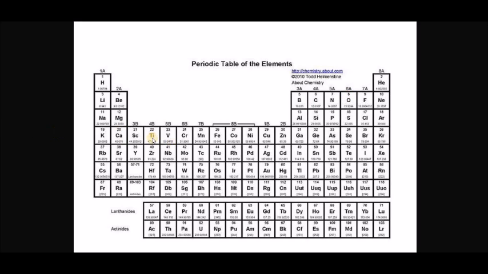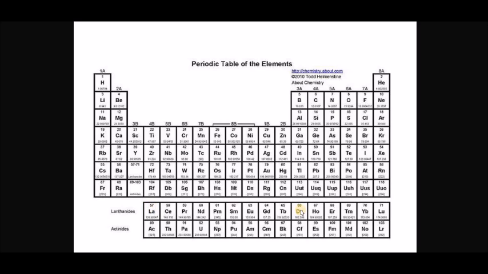So I want you to print this out, and I want you to put it inside of your notebook. Maybe even make some notes here after you watch Hank in his video, because it tells you some really important stuff about how it was discovered, and that really helps you to understand why it's shaped the way it is.